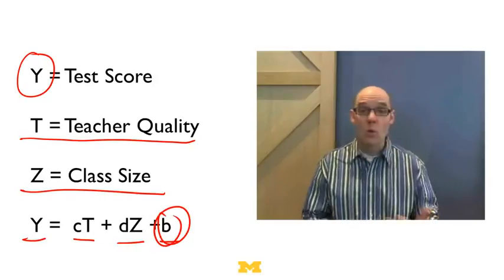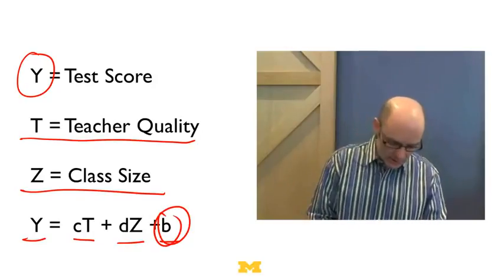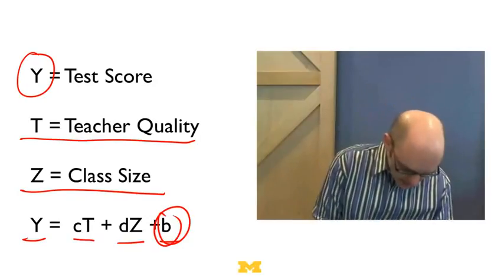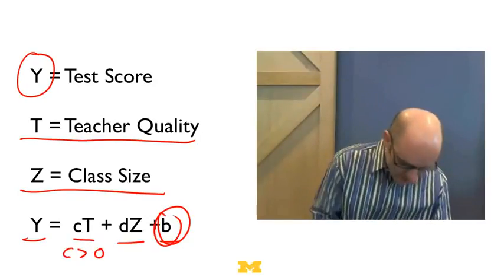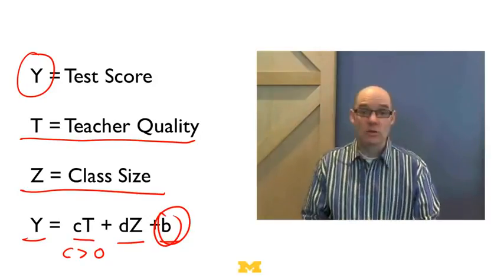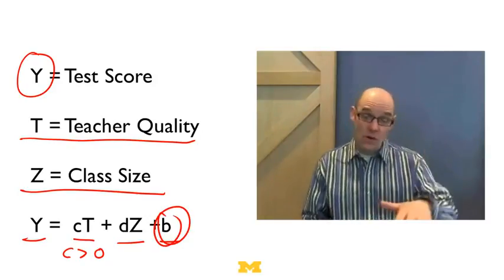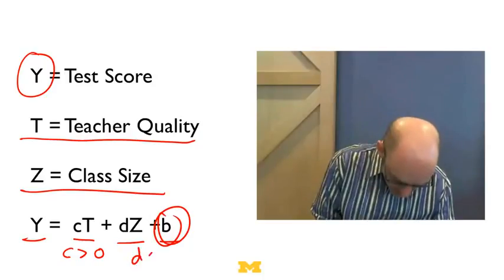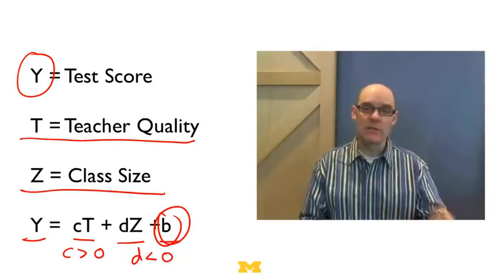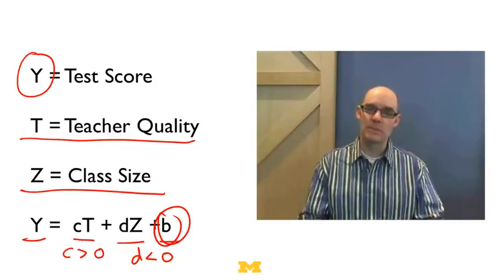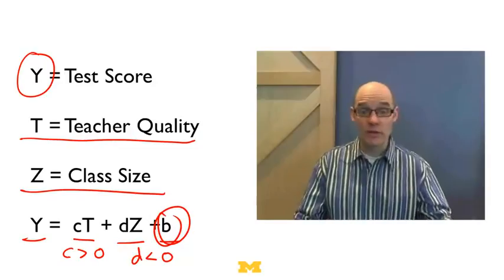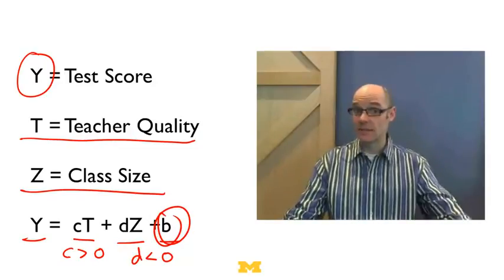Now when we think of this model, what should we expect? Well, as teacher quality gets better, scores get better, so we should expect c to be bigger than 0. But we should expect that as class size gets bigger, the class performance should fall. So therefore we should expect d to be less than 0. So when you see a model like this, one of the first things you want to do is come at it with some expectations, some preconceived ideas about what you think is going to be true. That way when you look at your output, you can decide: is it surprising, or is it not surprising?